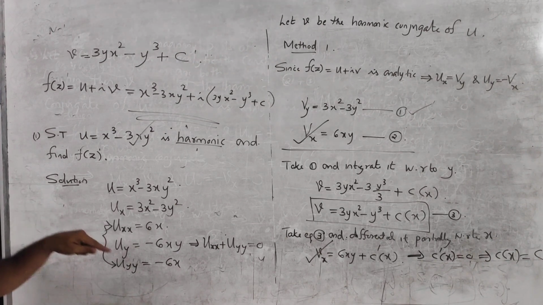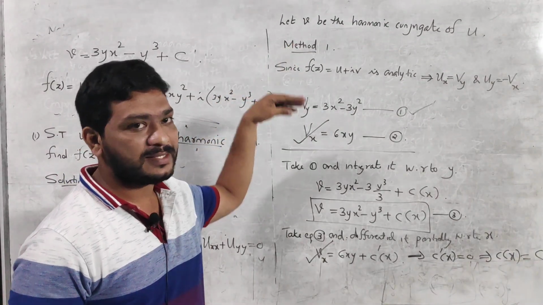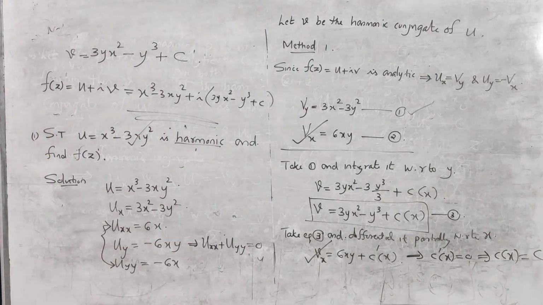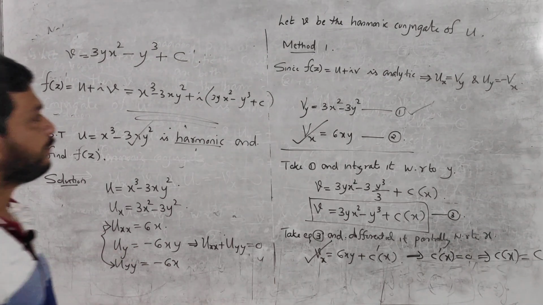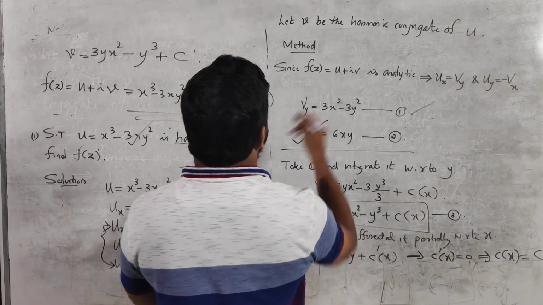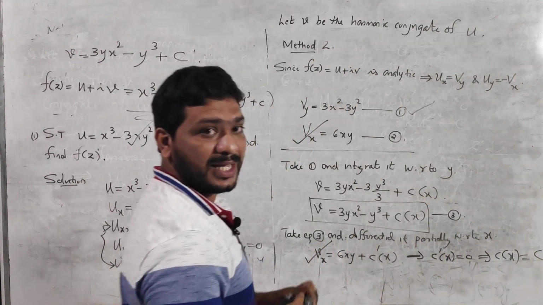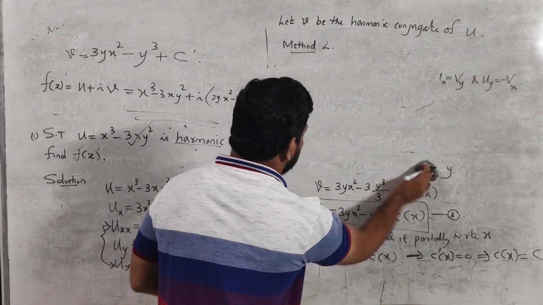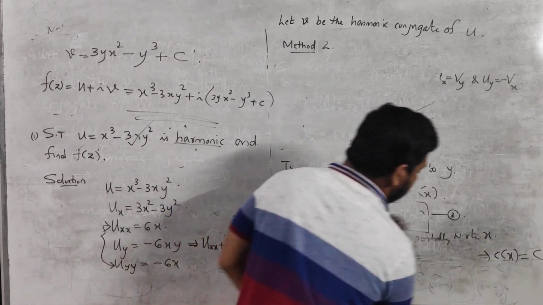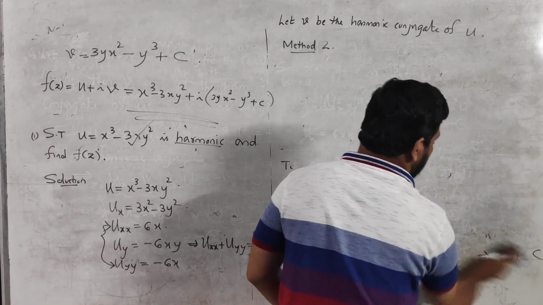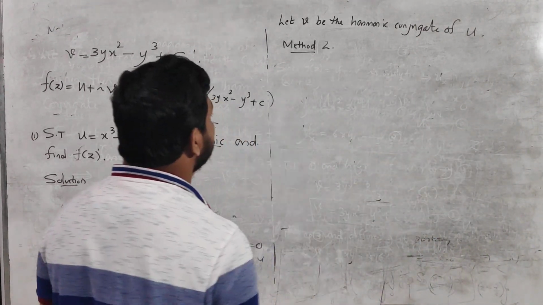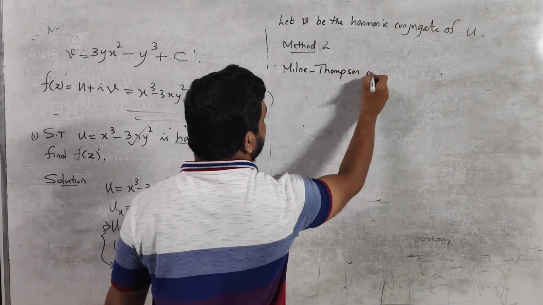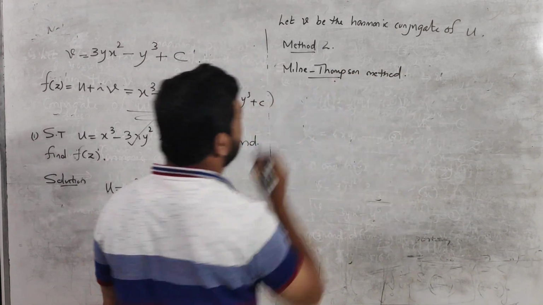I already told you in the beginning section there are two methods for finding the harmonic conjugate. One of them is this way. I'll discuss the other method by using the same example. Method two is how we can compute the harmonic conjugate in another way. Just listen here. Another way is the Milne-Thompson method. This is the second method.